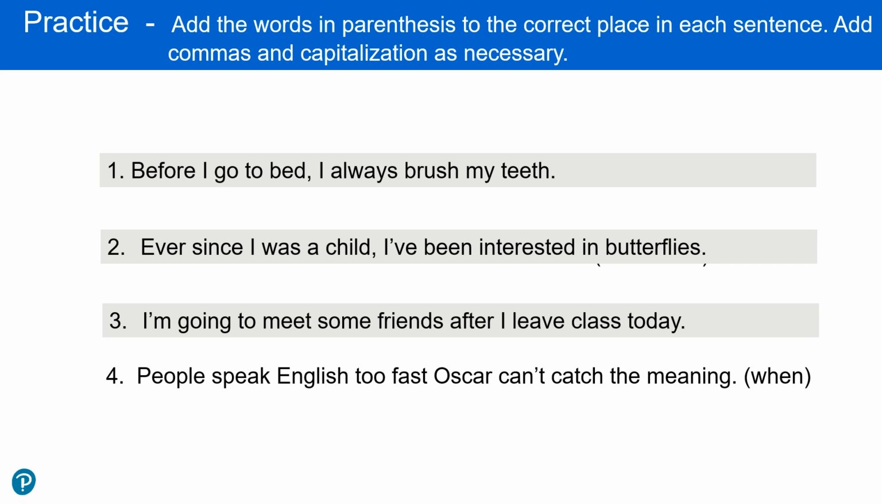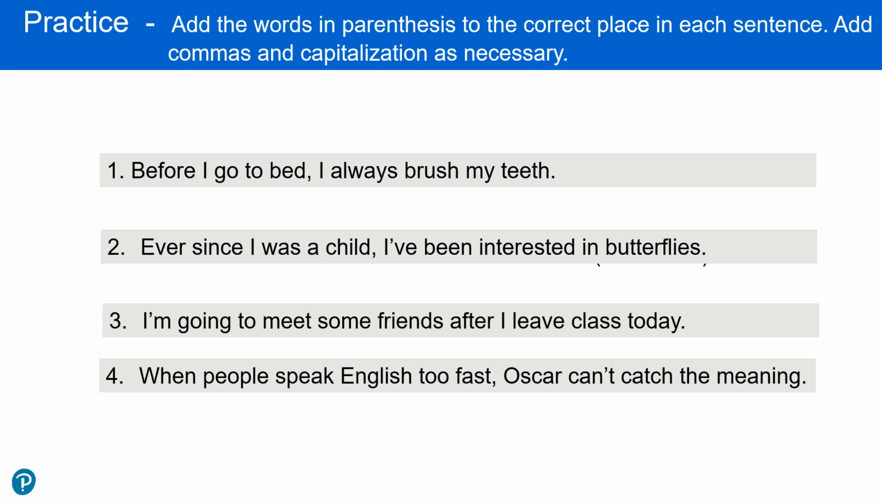Number 4. When people speak English too fast, Oscar can't catch the meaning. So we want to look at which action. They both are going to occur at close to the same time, but we want to connect when with the idea that is the cause or might be the initial item. So when people speak English too fast, what happens next is Oscar can't catch the meaning. They happen almost at the same time, but the people speaking English too fast is the first action or the cause of the second action. So we put the adverb of when with people speak English too fast.